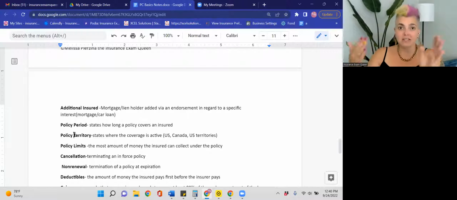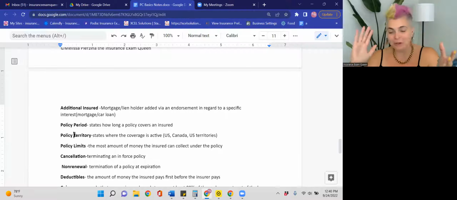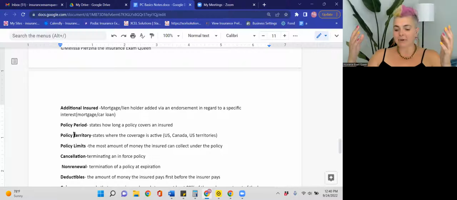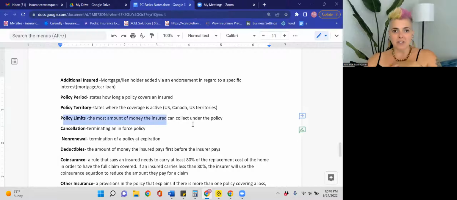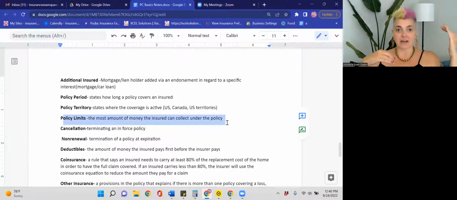So that is one of the additional or supplementary coverages. It's not extra money. You're not paying extra money to be able to have suitcase coverage around the world. But it is available on the policy. Policy limits are just how much money is available on the policy. So a policy limit is the most amount of money the insured can collect.